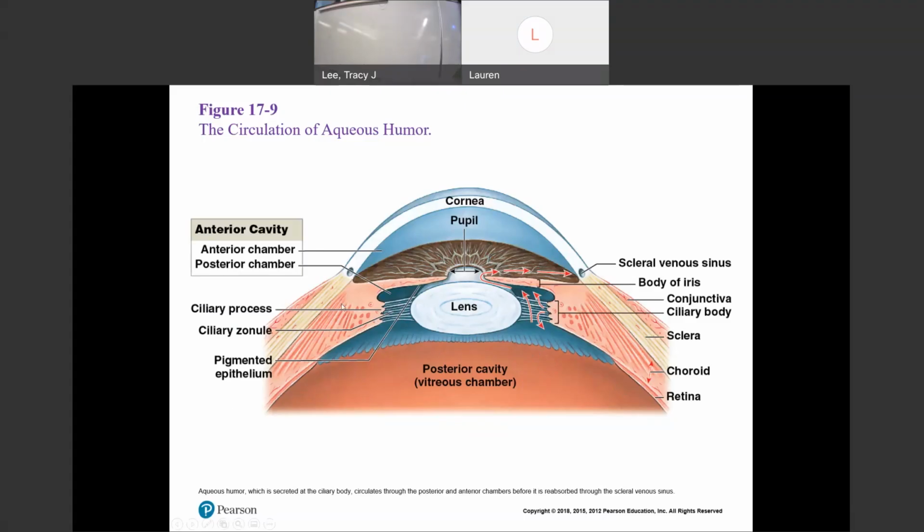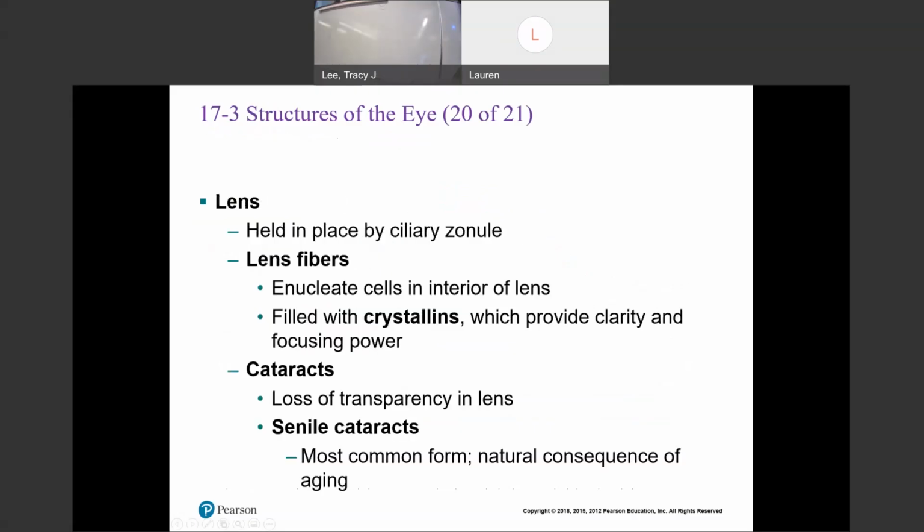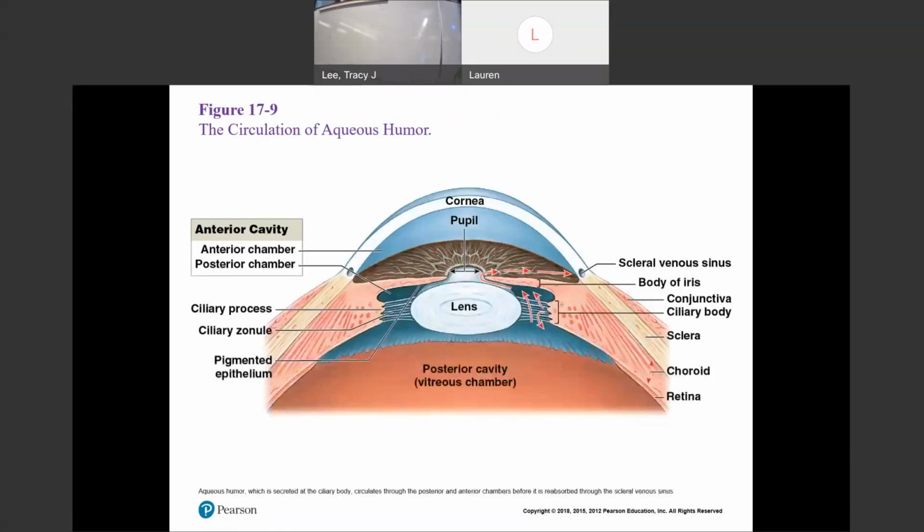All right, and the other thing I want to show you is a ciliary process with these ligaments that attach to the lens. As these ciliary bodies contract or relax, we can alter the shape of the lens. So these muscles right here attach through these ligaments to the lens. The lens is held in place by the ciliary zonule, and I just showed that to you right here. That's these guys right here.